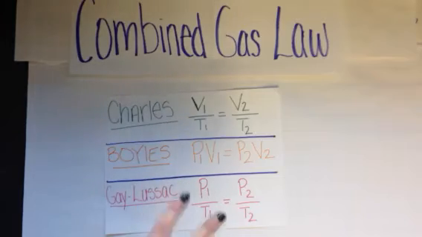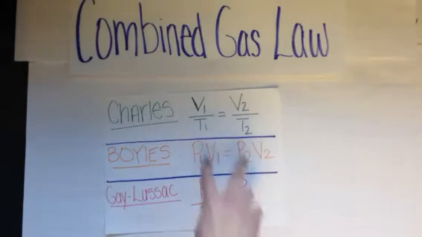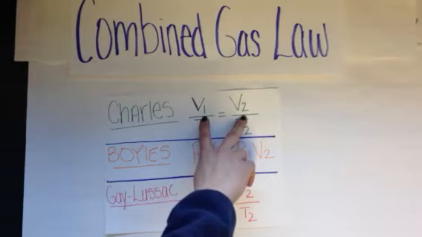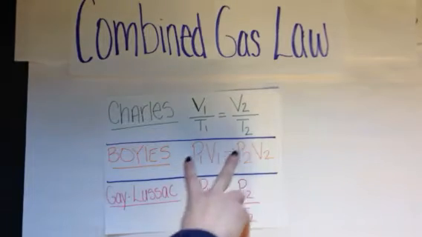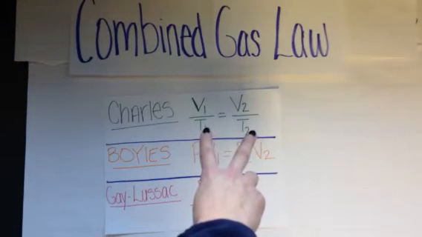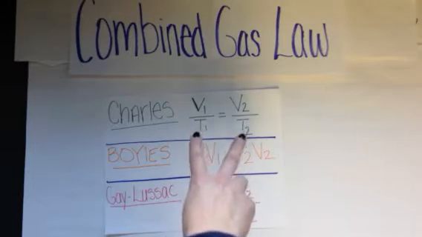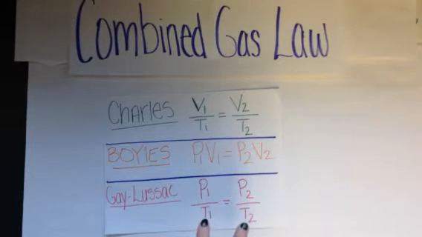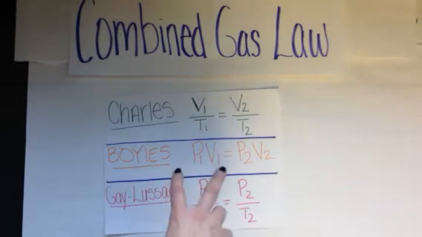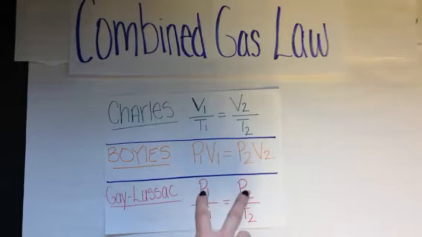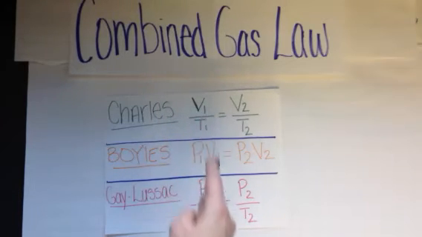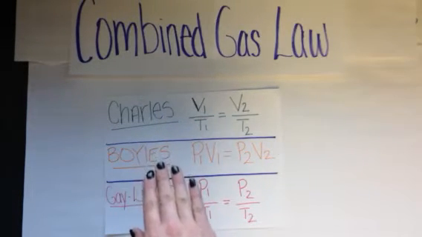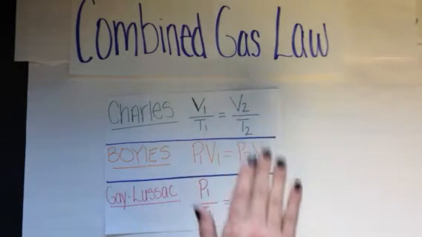What are some things that you notice that are the same? If we look here, anytime I see volume, it is in the numerator. Volume on top, volume on top. Anytime I see temperature, it is in the denominator. Temperature in the denominator, temperature in the denominator. And pressure is in the numerator, pressure's in the numerator. The other thing I notice is that all of the initial conditions, the ones, are on this side of the equal sign, and all of the twos are on this side.